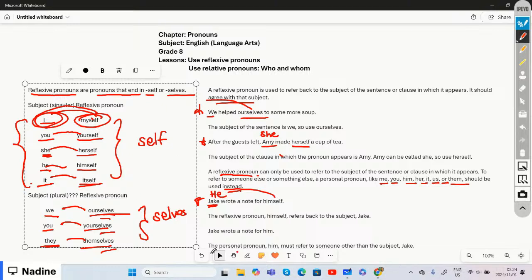But now, if you look at this sentence, it says Jake wrote a note for him. You see, this one is not referring back to Jake. This is referring to someone else, because for him means that he is writing a letter to someone else.